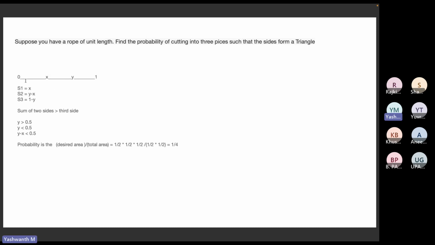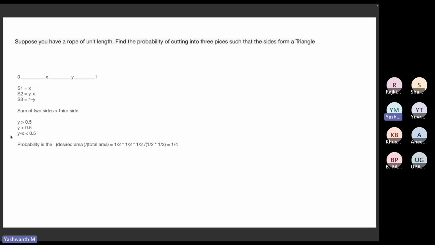S1 denotes segment 1, S2 denotes segment 2, x to y, and S3 denotes the segment y to 1. So the length of S1 is x, S2 is y minus x, and S3 is 1 minus y. Now, for a triangle, the sum of any two sides should be greater than the third side.